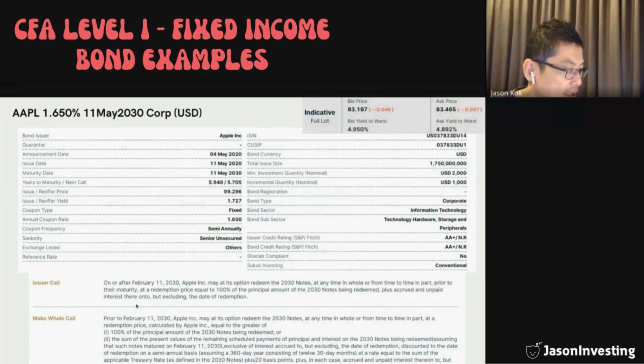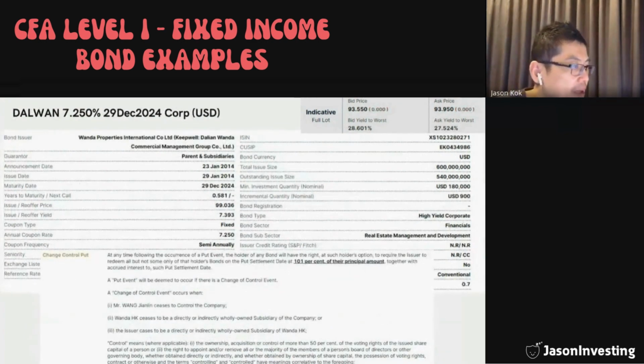plus accrued and unpaid interest, but excluding the date of redemption. So this is on or after 11 February 2030. Actually, this part I'm not really very sure, because 2020 to 2030 is 10 years, but your next call is 5.7 years, so it should be 2025. I'm not sure why it says February the 11th, 2030, because this is very close to the maturity date. Yeah, we'll just move to the next example.